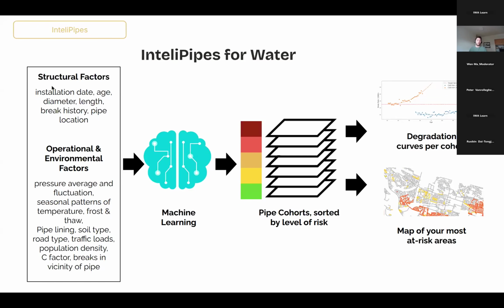So what we do is use these factors that we have, and then we develop this machine learning model, which is a grouping model. What we want to do is group together into cohorts pipes that behave the same way.